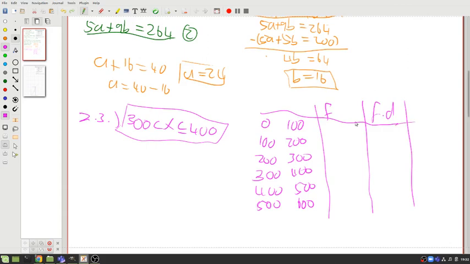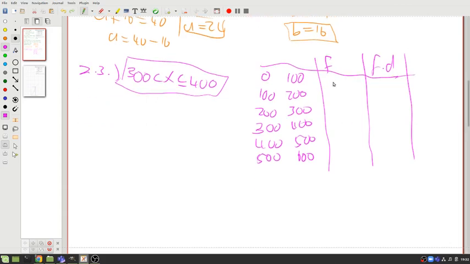Frequency density. Okay, so the frequency here was 7. For this one it was 12. For this one it was 24, 35, 16, and 6. Okay, so the frequency density, all we do is we take the 7 divided by this width. Now the width is 100 minus 0 is 100. So 7 divided by 100 is 0.07. 12 divided by 100, 0.12. 24 divided by 100, 0.24, 0.35, 0.16, and 0.06.